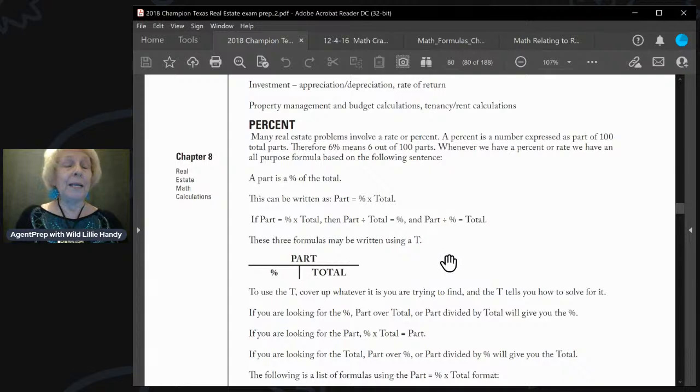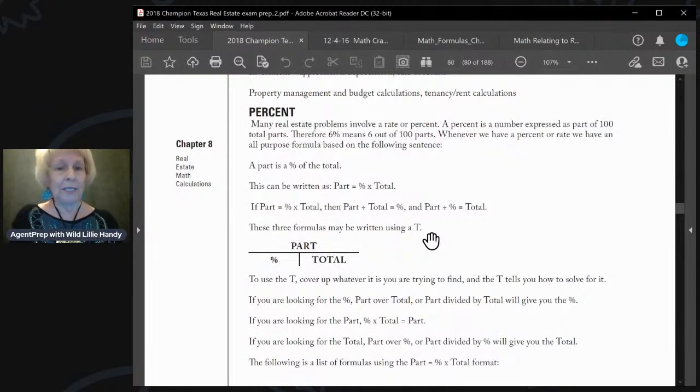This formula is used in a lot of the calculations, okay, in the national exam, which applies to any state. So learn and understand this. It took me a while to understand this little, they call it the T formula, okay? Part divided by percentage, or part divided by total, or part equals percentage times total. So as you see here, it's called the T formula.